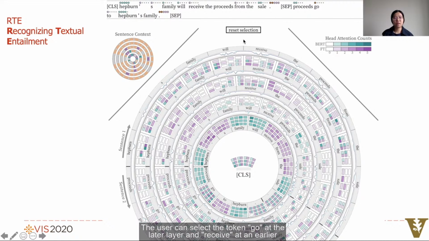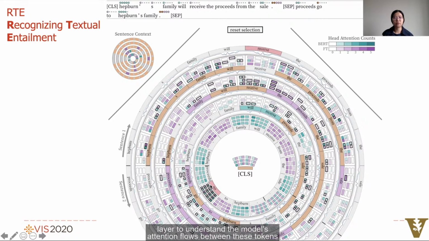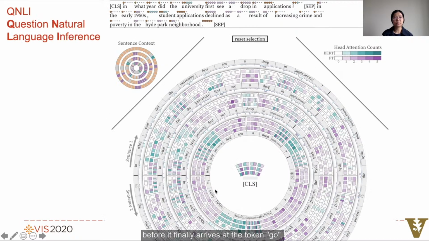The user can select the token "go" at the later layer and "receive" at an earlier layer to understand the model's attention flows between these tokens. We can see that starting from the token "receive", the fine-tuned model's attention crosses to the second sentence, gathering necessary information for classification before it finally arrives at the token "go".